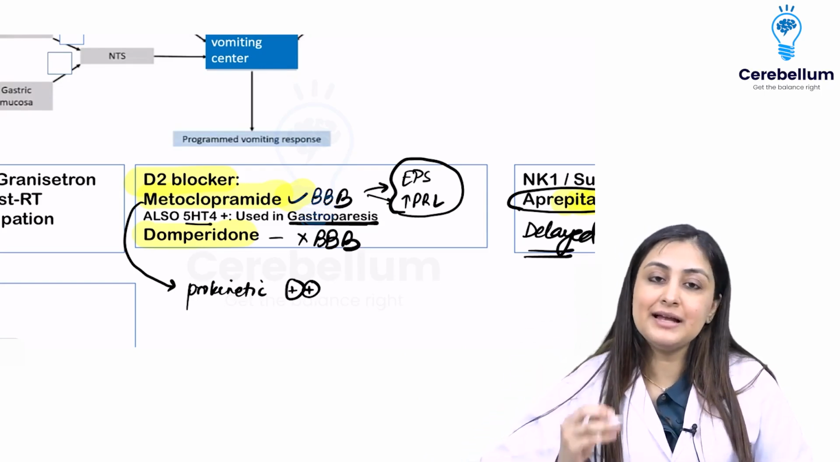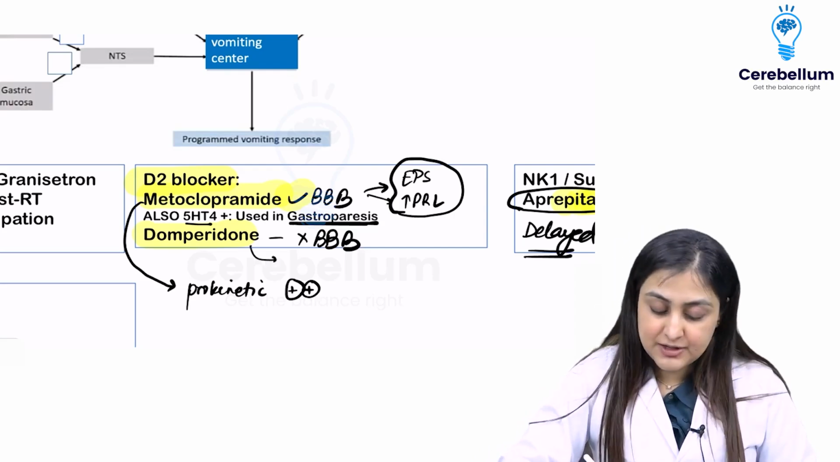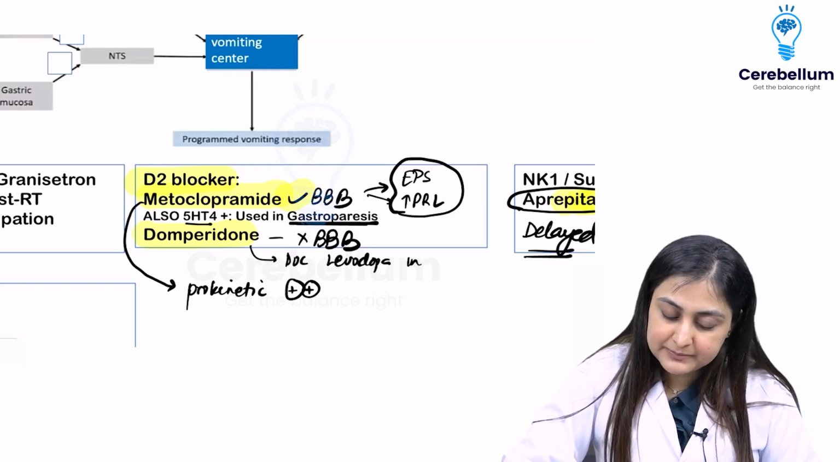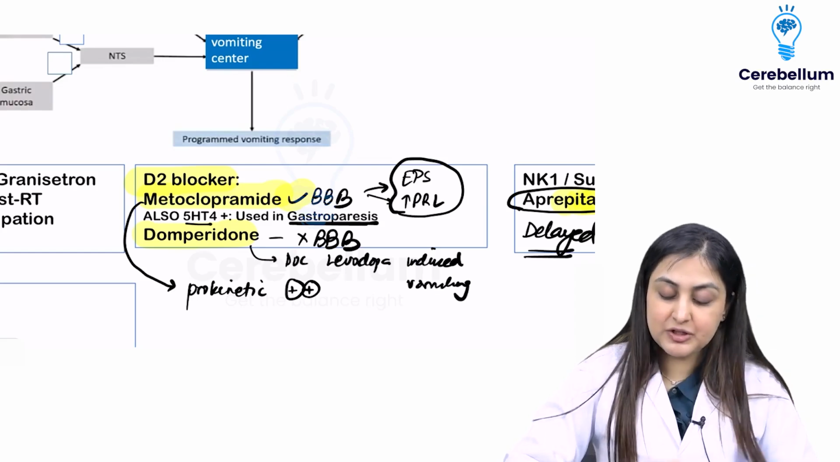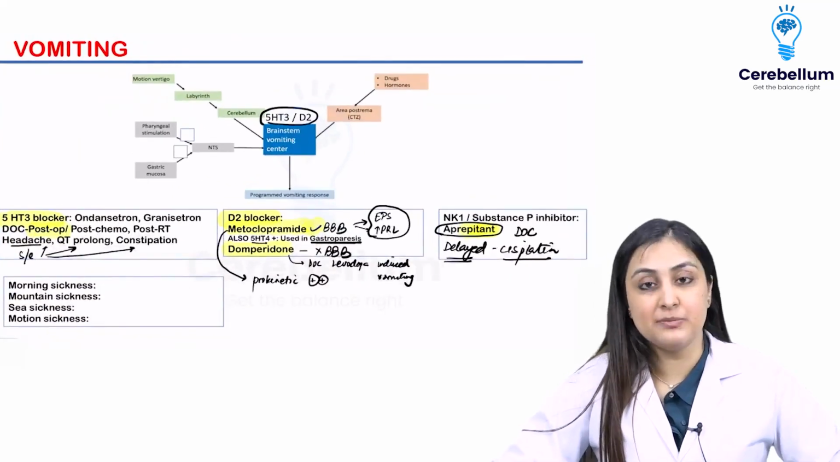It is a prokinetic, alright, whereas domperidone does not cross the blood-brain barrier, and this is the drug of choice for levodopa-induced vomiting. Okay, so this is for levodopa-induced vomiting. We will use domperidone. Okay, so this is about the main central blockers.